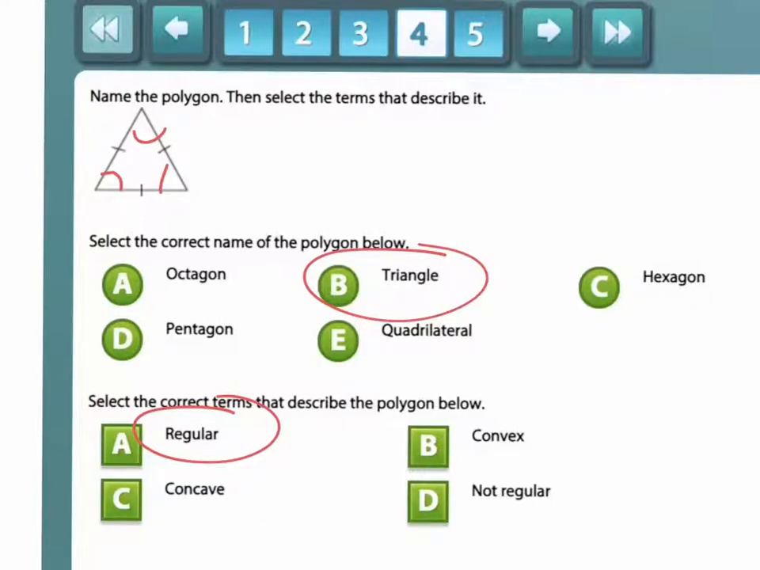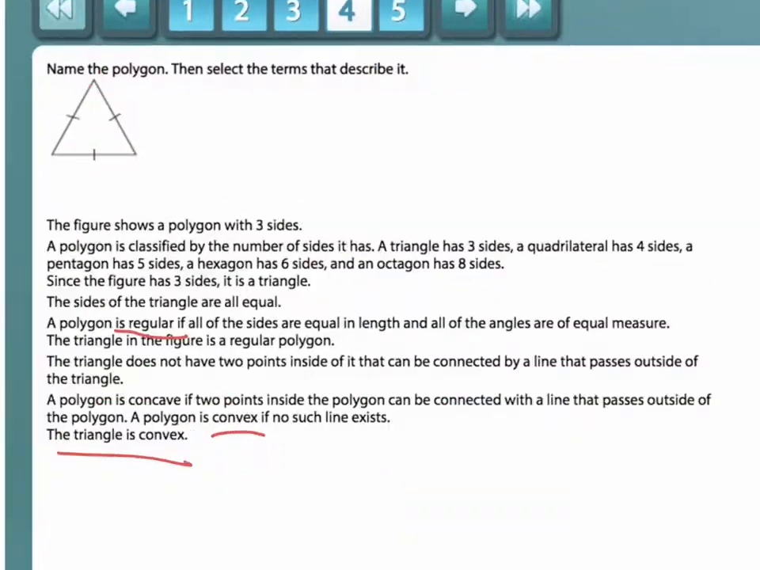Also, another thing that we should recognize is that it is convex. So it's a regular convex triangle because there's no way to connect points going through. There's no cave. There are no line segments that go inward. So it would make it a convex regular triangle or equilateral triangle. Here is Think Central's explanation of why it's a regular convex triangle.